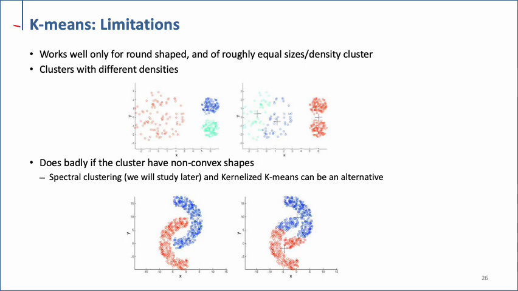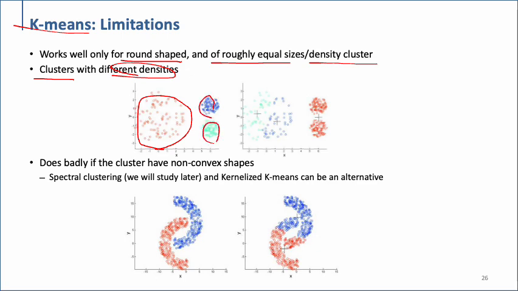Also, the k-means clustering algorithm works well only for round-shaped clusters of roughly equal sizes or density. If clusters have different densities, for example here the data is sparse in this cluster, but in this other cluster the data is densely packed together, then when you conduct k-means clustering, the result can be like this. We don't say this result is good clustering.